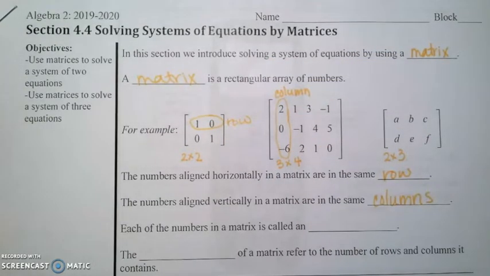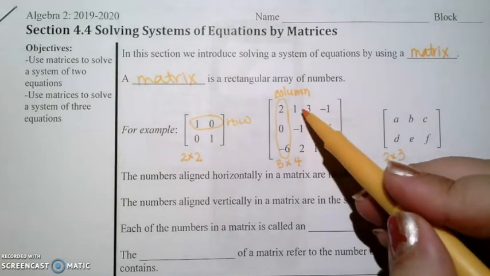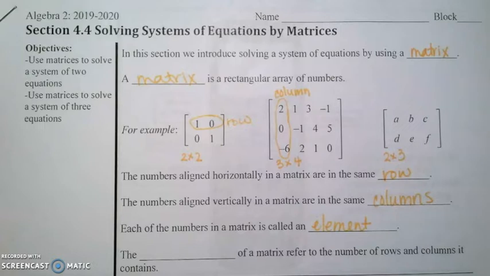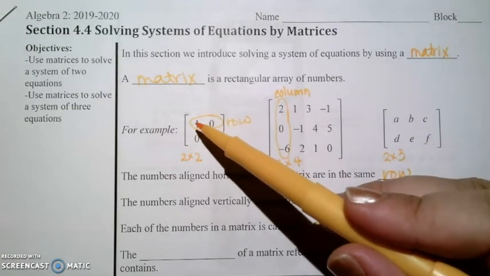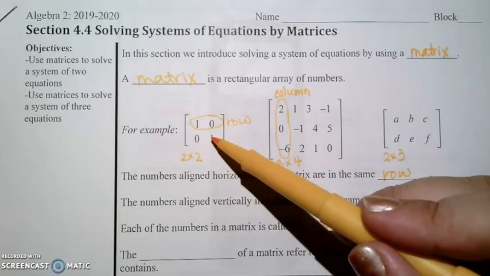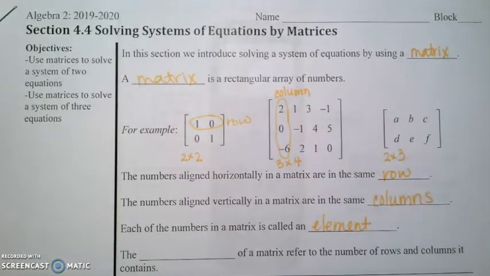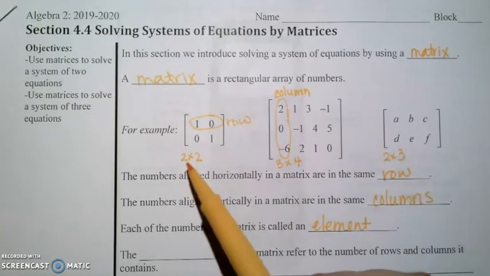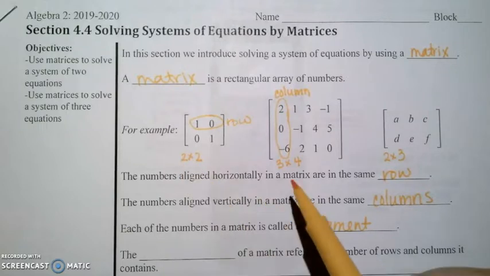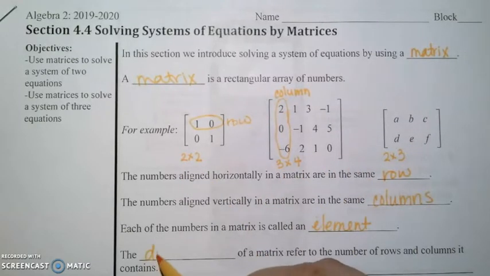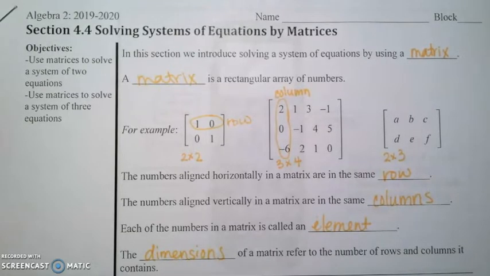All right. Each of the numbers in a matrix, so each of these numbers here, is called an element. So in this first matrix, the elements would be 1, 0, 0, 1. Here, 2, 1, 3, 1. Each number is an element. Okay, and then the size that we were saying, the 2 by 2, 3 by 4, 2 by 3, those are called the dimensions of a matrix. It tells me how big the matrix is that I'm talking about.